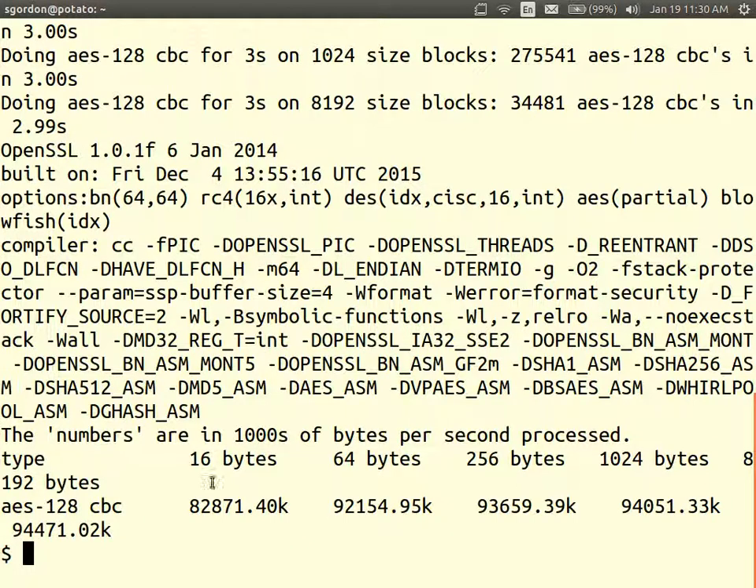Or from the other perspective, with AES I can do about 94 megabytes per second. With DES it was about 55 megabytes per second. So AES is almost twice as fast as DES on my laptop. AES was designed to be fast, and it's faster than DES, even though it's using a longer key.